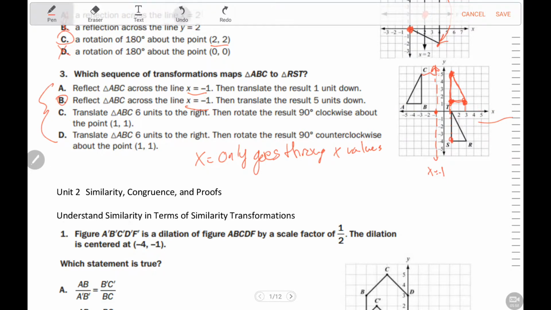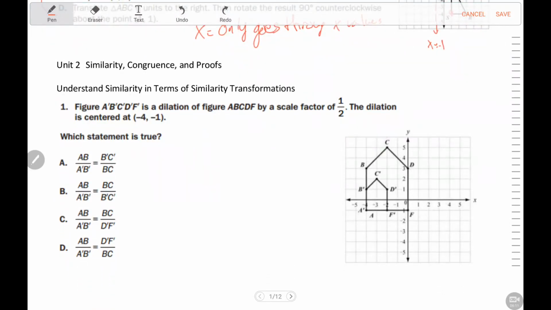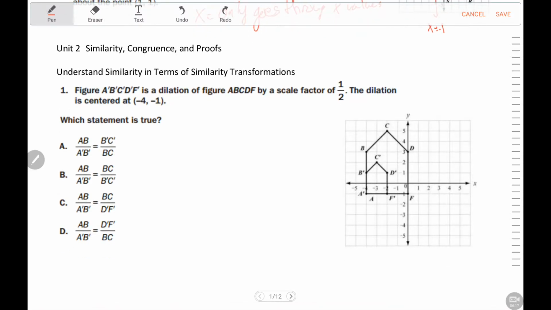So you've got to have a little bit of imagination here. One thing you may want to do is map that out on your scratch paper, trace them, and see what it looks like moving them around. Okay. Figure A prime, I'll just call it ABCDF prime, is a dilation of ABCDF. So it went from the big one to the small one, like this.